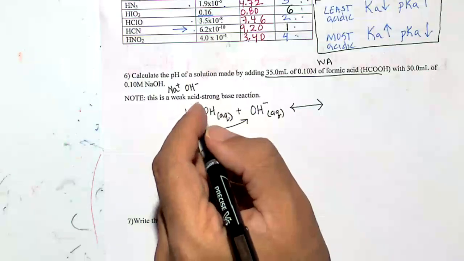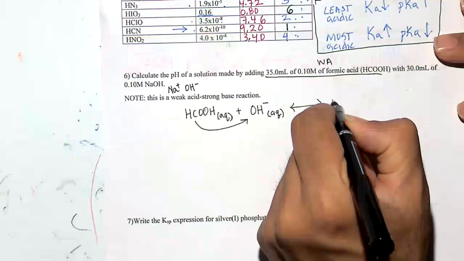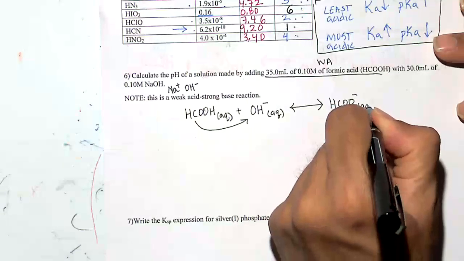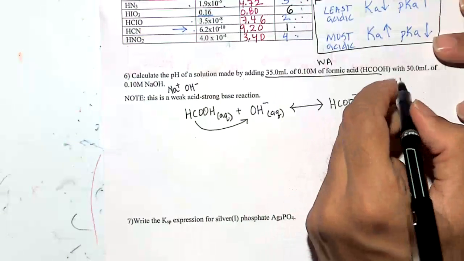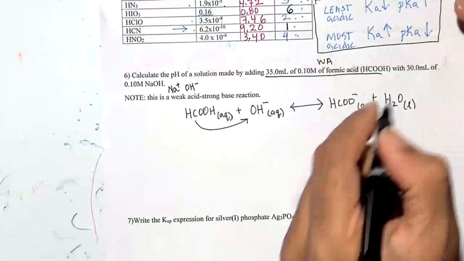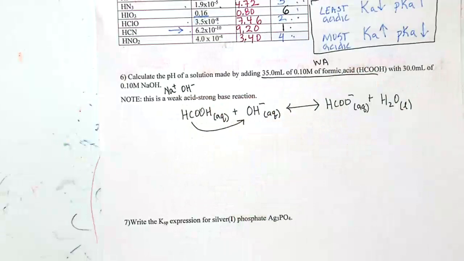Okay, OH minus is a base, so bases abstract or take protons, and this will give you HCOO minus, the conjugate, as well as water, H2O. This is the reaction between formic acid, HCOOH, and sodium hydroxide.